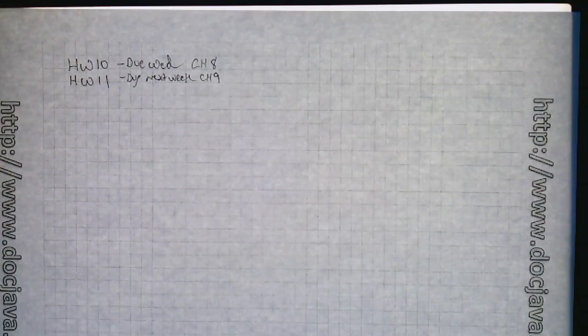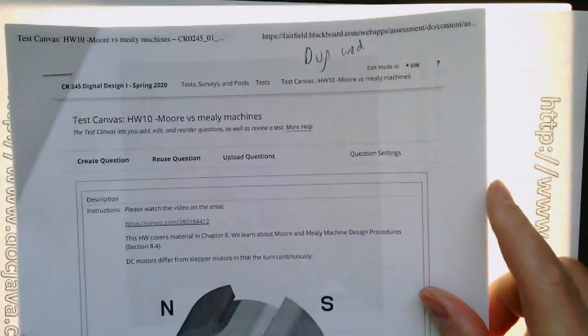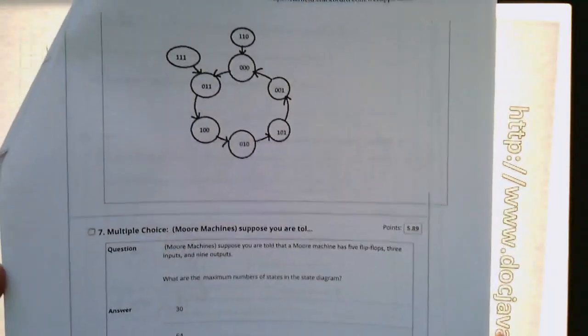What's your question? Question 7 in homework number 10. Let me get homework 10 out. So here's homework 10. Let's take a look and see what question 7 has in store for us. Okay, so question 7 asks, let's see if we can get this.